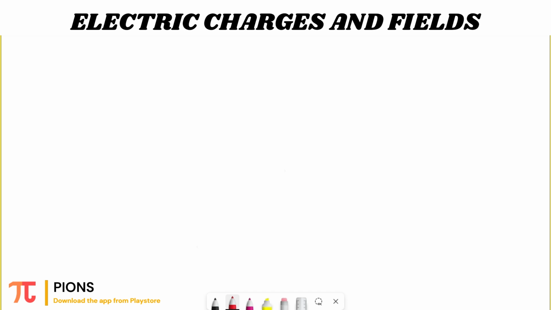Let's see the next part. The next part is, okay, what we have discussed. Let's see a recap of what we have discussed in the previous lectures. Starting from the first lecture, I discussed that there are two types of charges, positive and negative. Let me remind you that positive charge is lack of electrons, negative charge is excess of electrons.